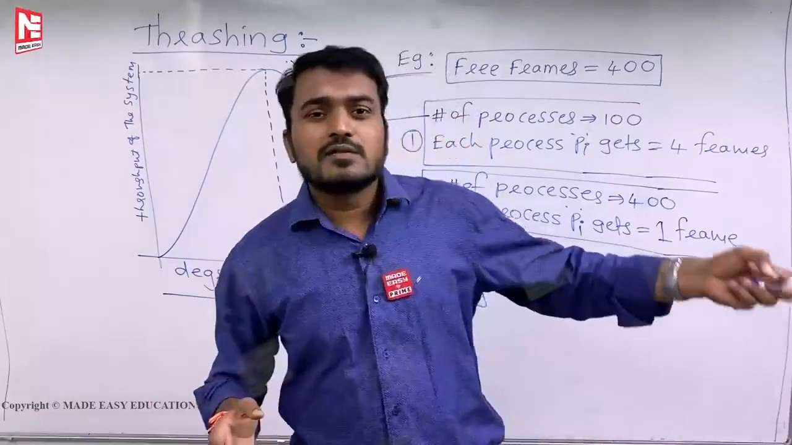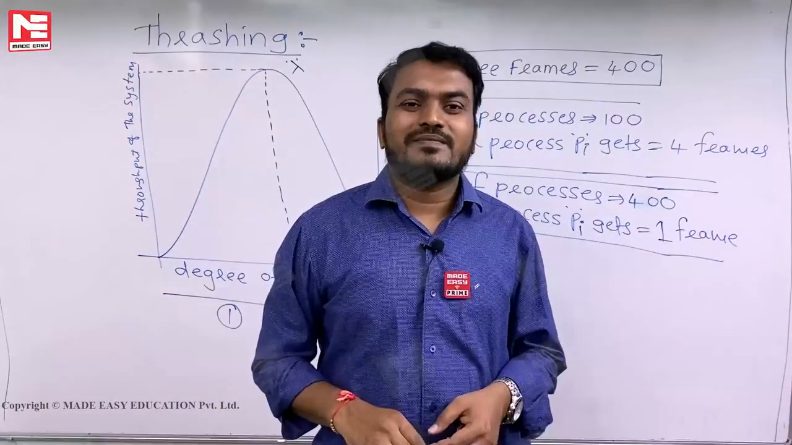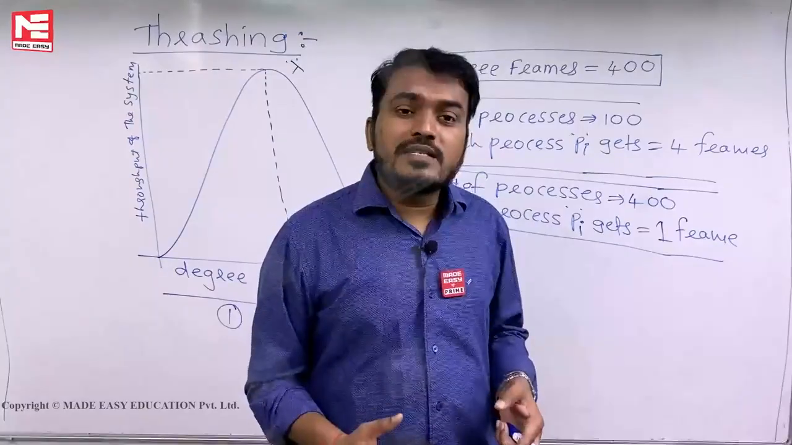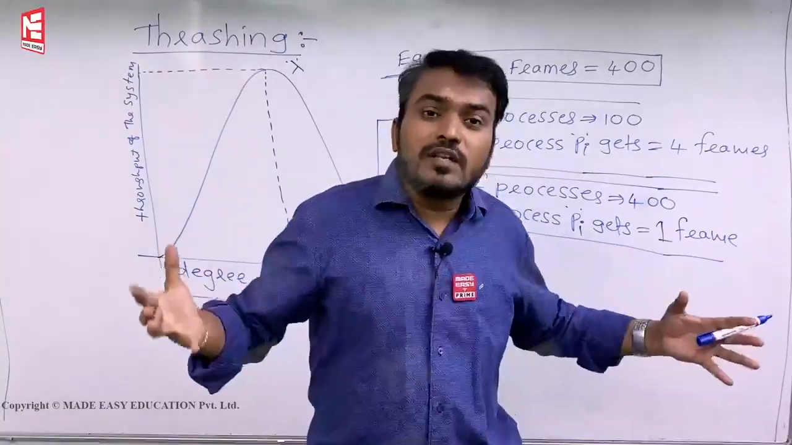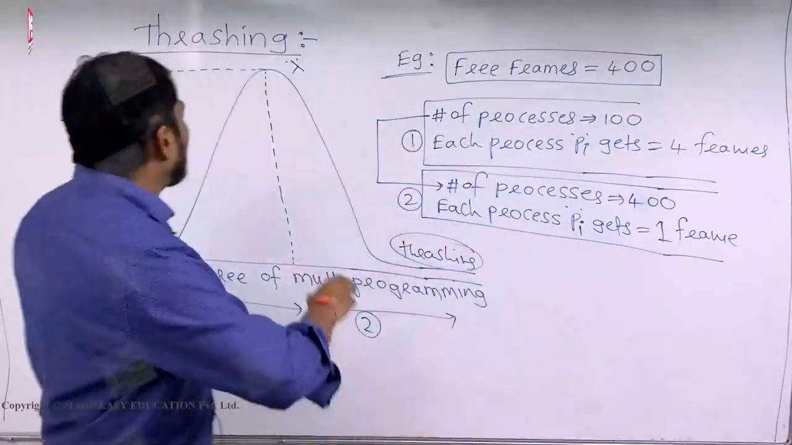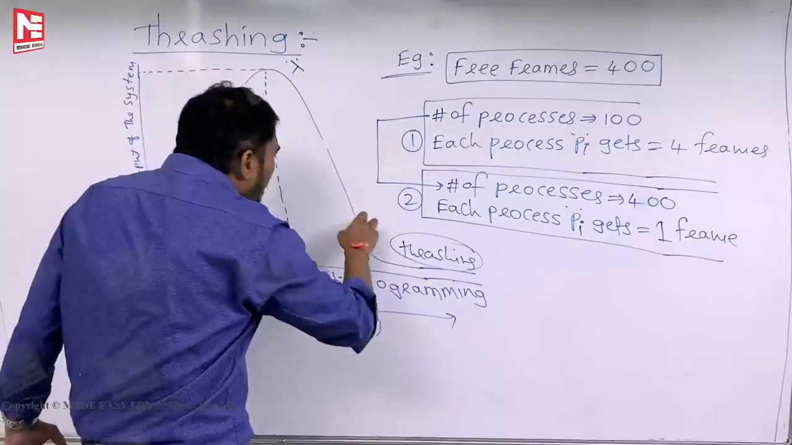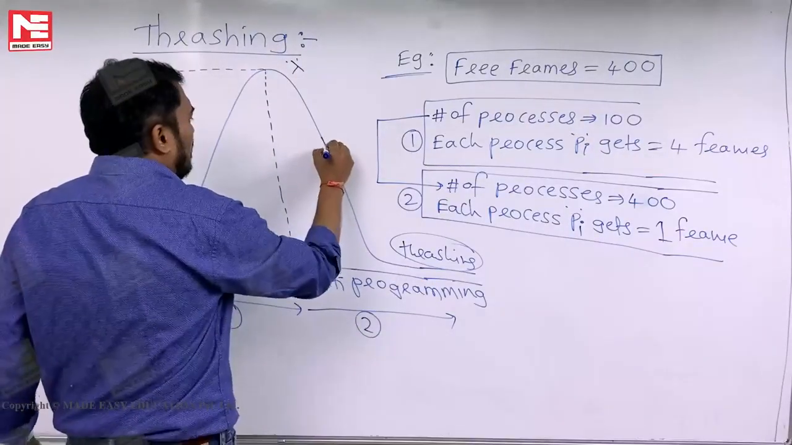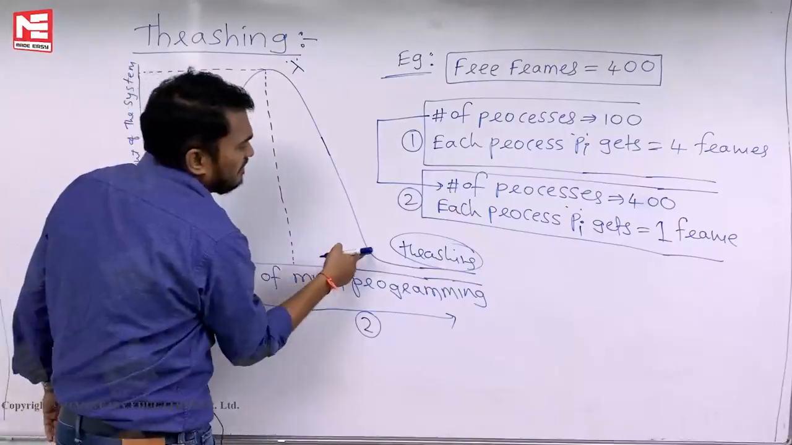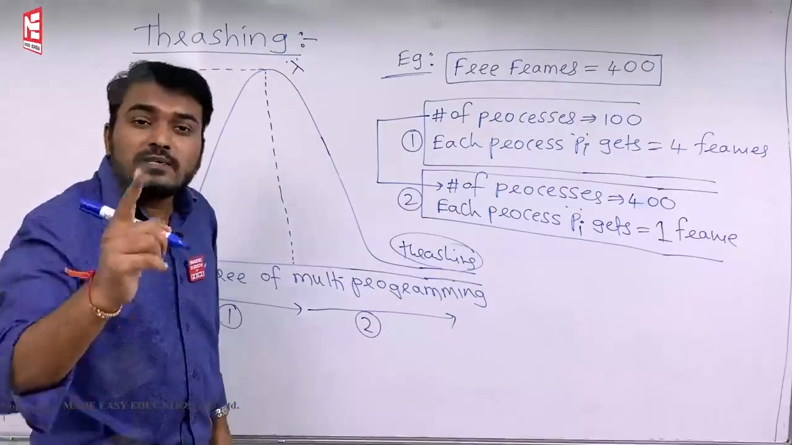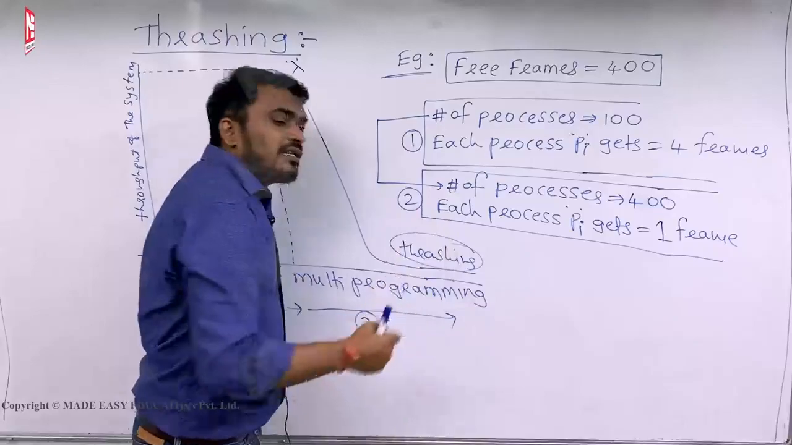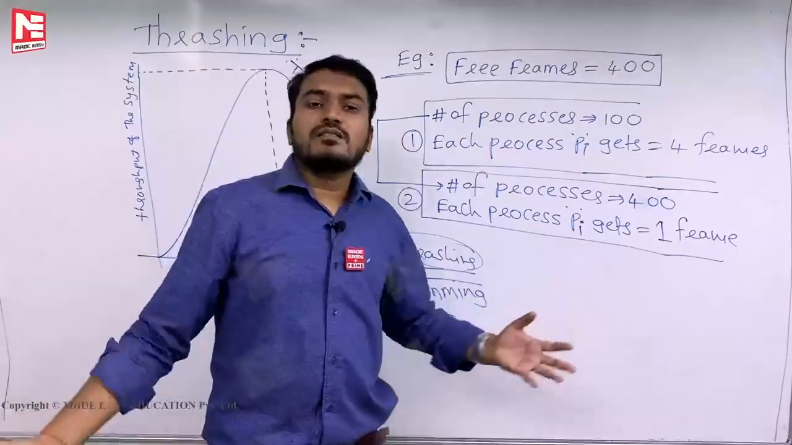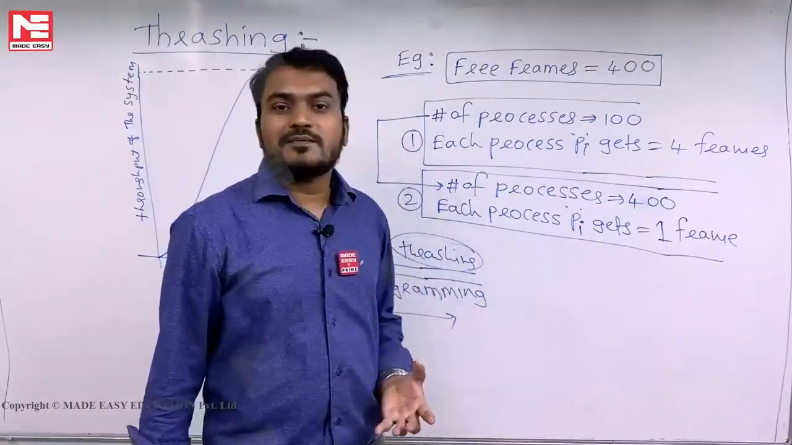That is LAS to PAS, LAS to PS. So when the system is spending more time only in the page replacement, the throughput of the system will drastically fall down. You can see clearly the throughput of the system will drastically fall down. Remember, this situation in the system is called what? Thrashing. So this is called thrashing.